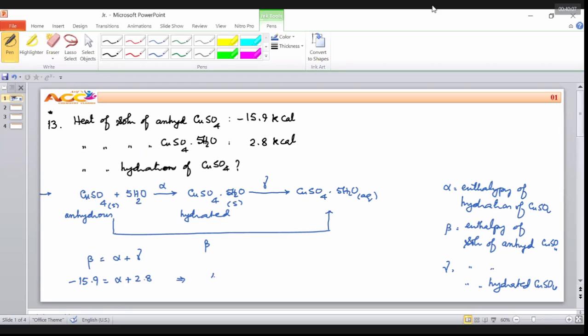Job is over. 4 marks in your pocket. Alpha is equal to minus 15.9 minus 2.8, which is equal to minus 18.7. And what are the units? Kilo calories. Go ahead.